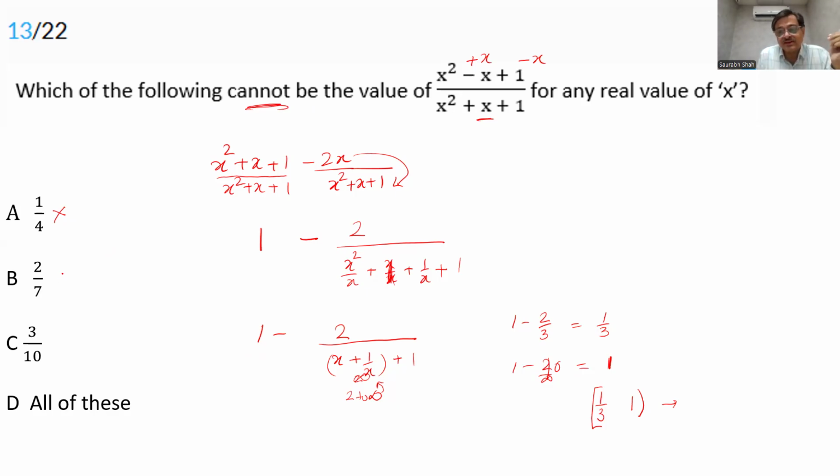You can even convert to percentage. 1 by 3 is 33.333%. 1 by 4 is 25%. 1 by 7 is 14.28%. 2 by 7 is 28%, so this is also less than 33.333%. 3 by 10 is 30%. This is also less. So which of the following cannot be? All of these cannot be. So the correct answer is option D, all of these.